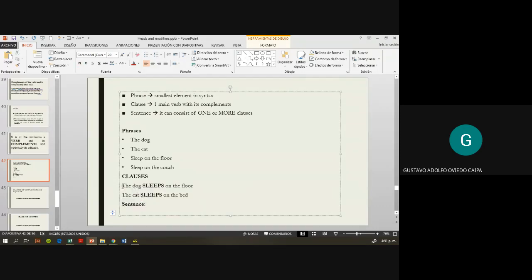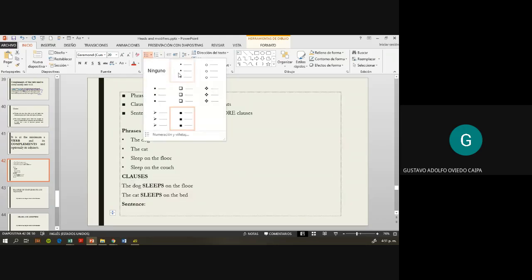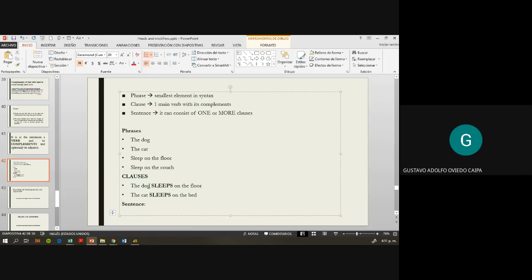Remember, these two things individually are clauses. Individually, only one verb with the complements. In this case, the dog and on the floor, and the cat and on the bed are the complements of sleeps in these two clauses.